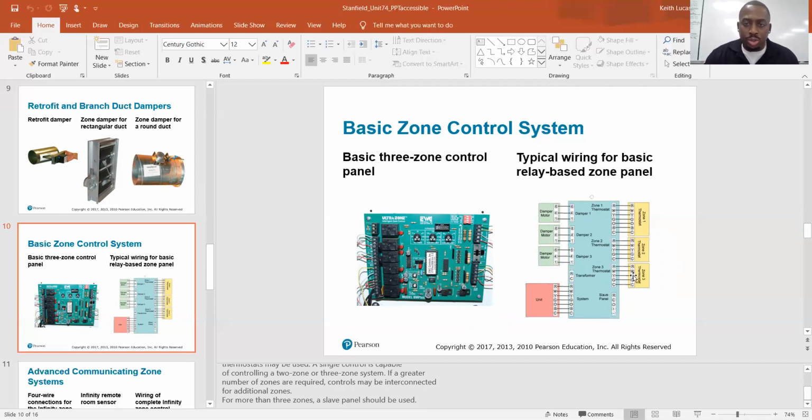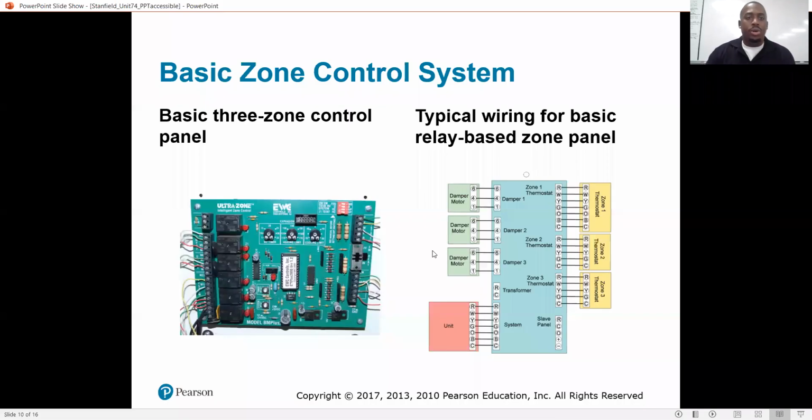So this is your zone board right here. These are both pretty much the same thing. This is the actual board. This is a diagram of the board. So I'm going to make this bigger. This is a 3-zone board.